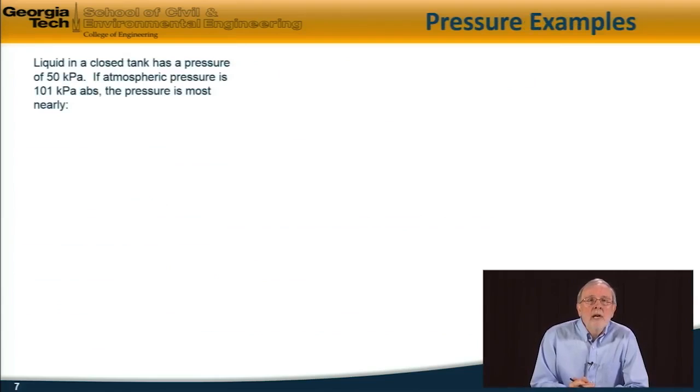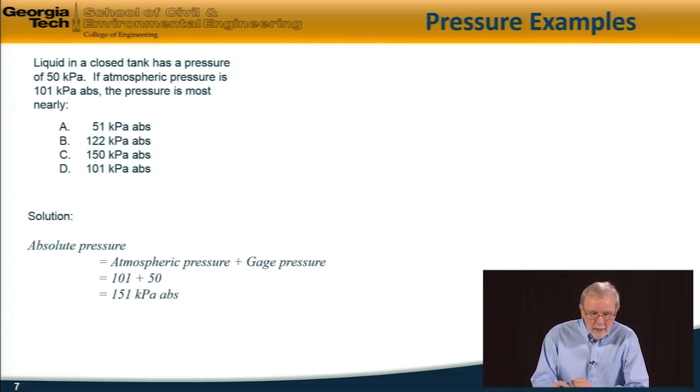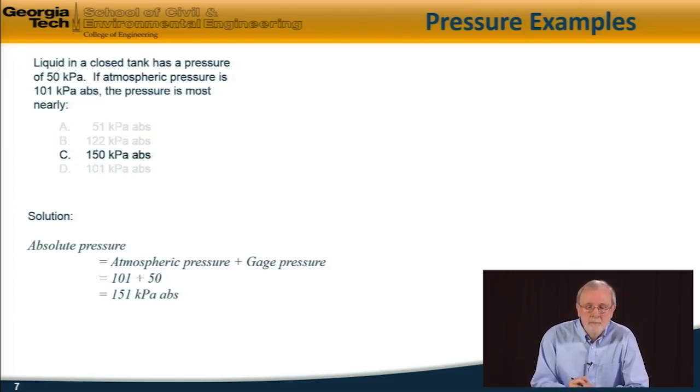We're given that the liquid in a closed tank has a pressure of 50 kPa, kilopascals, and that implies it's a gauge pressure because it's not specified. If atmospheric pressure is 101 kilopascals absolute, the pressure is most nearly which of these alternatives? So here's the solution. Simple definition: absolute pressure is equal to atmospheric pressure plus gauge pressure. In this case, the atmospheric pressure is 101, the gauge pressure is 50, so the pressure is 151 kilopascals absolute, and the answer is C.